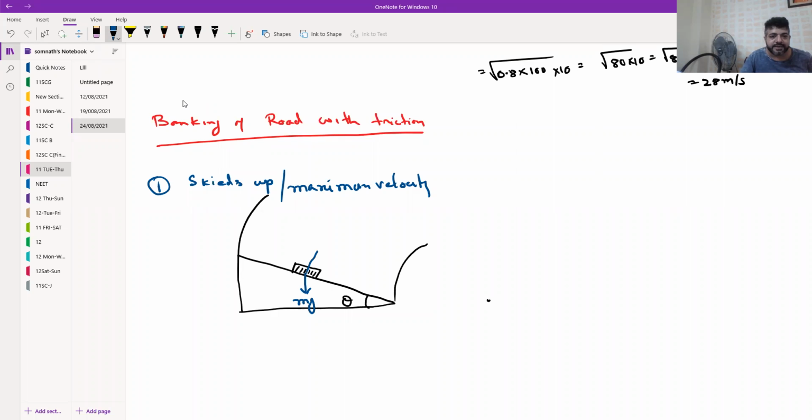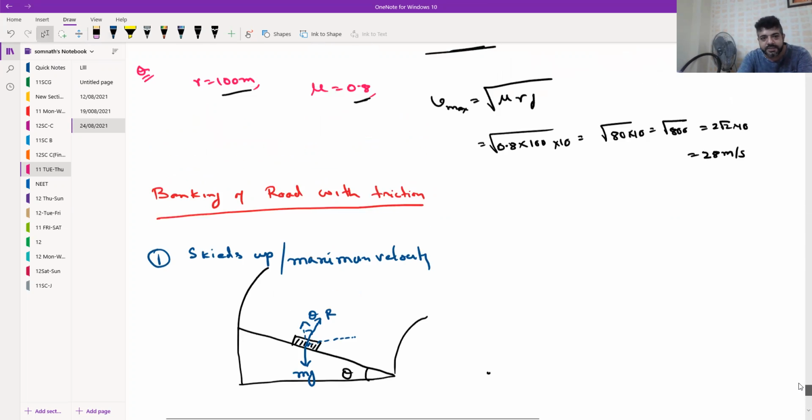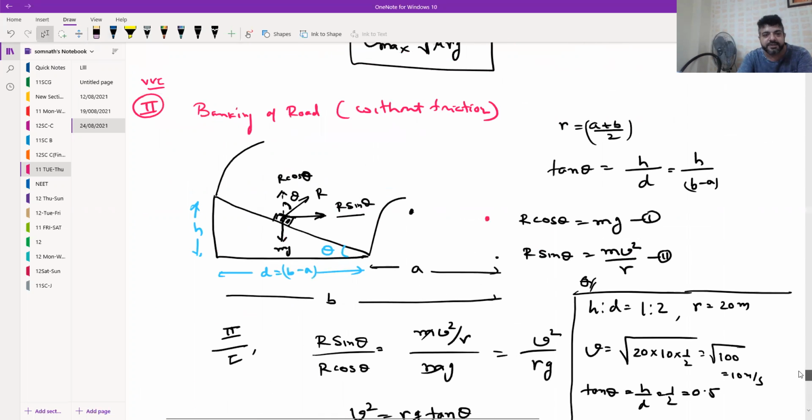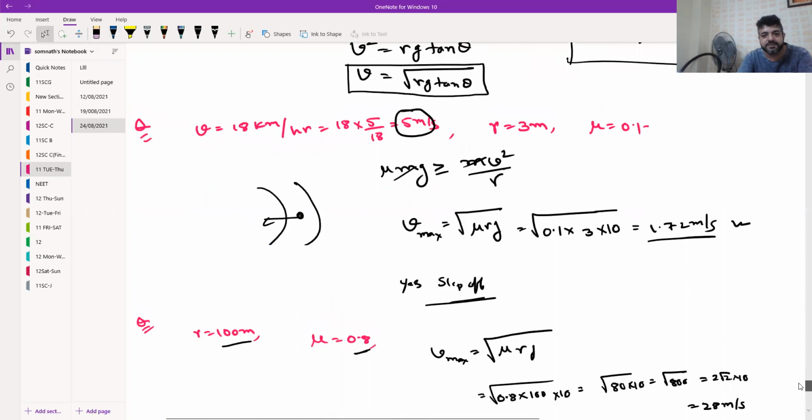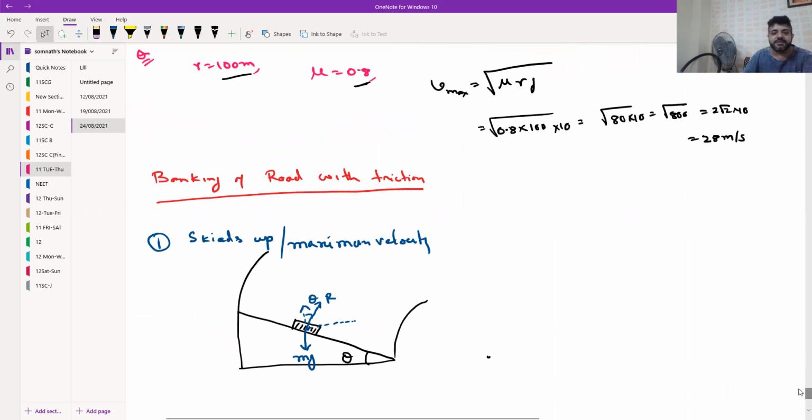normal reaction is acting upward. Normal reaction is divided into two parts. One is this one, this angle is theta. That also I already discussed with you. That part is R cos theta along the base, and perpendicular to the base is R sin theta.